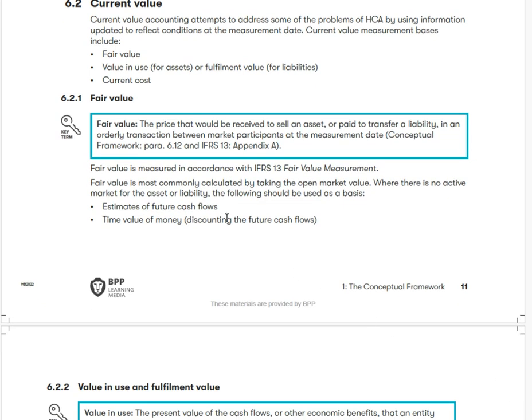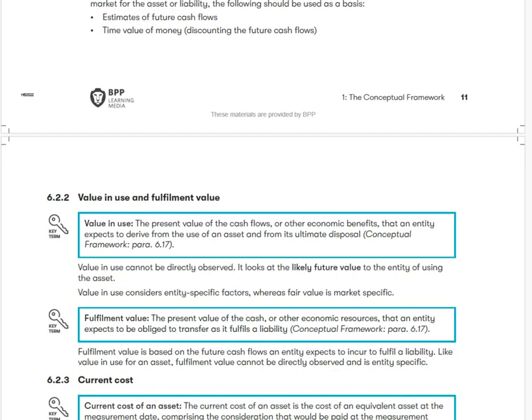Fair value is most commonly calculated by taking the open market value. Where there is no active market for the asset or liability, the following should be used as the basis: estimates of future cash flows, time value of money, discounting the future cash flows. So you can estimate the future cash flows and discount them and obtain an estimated fair value.